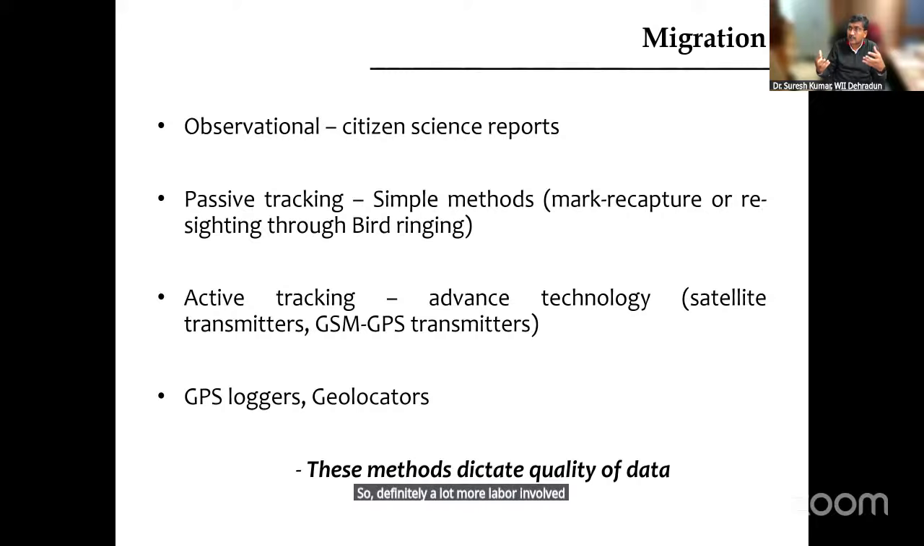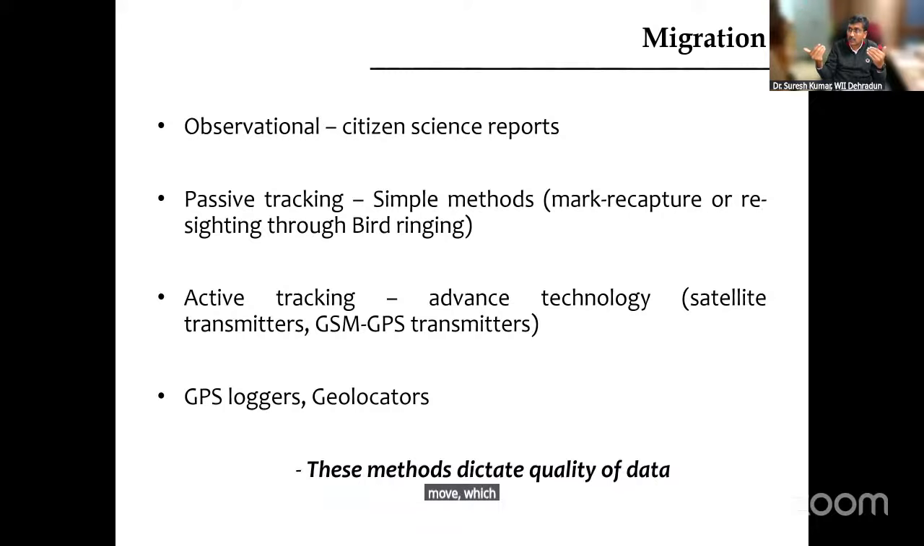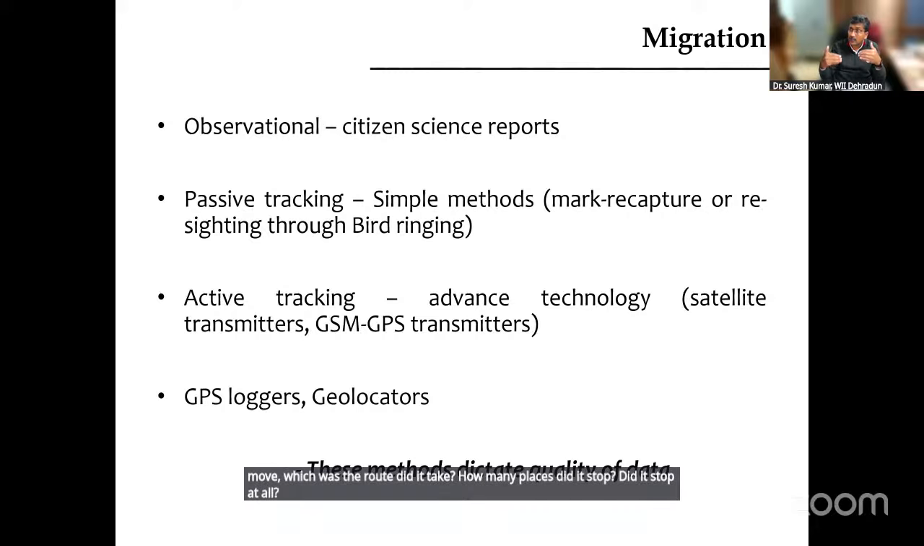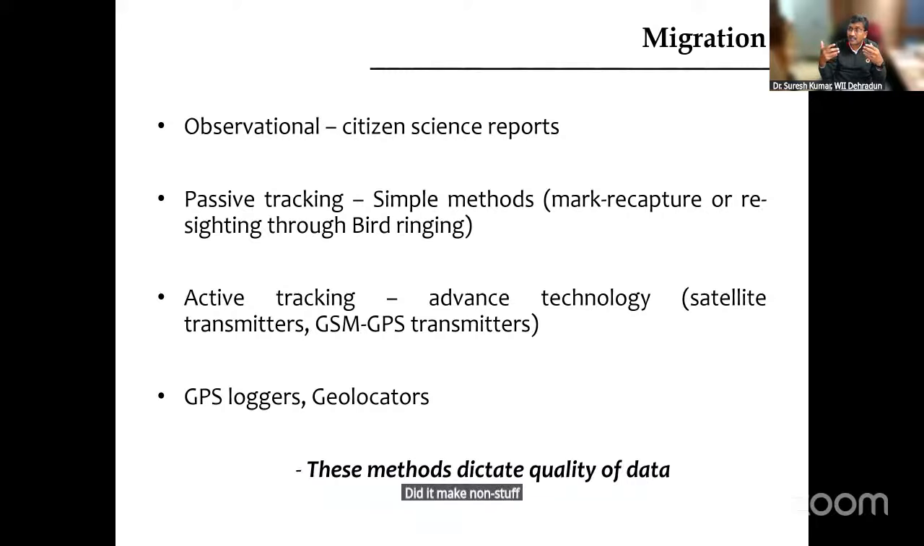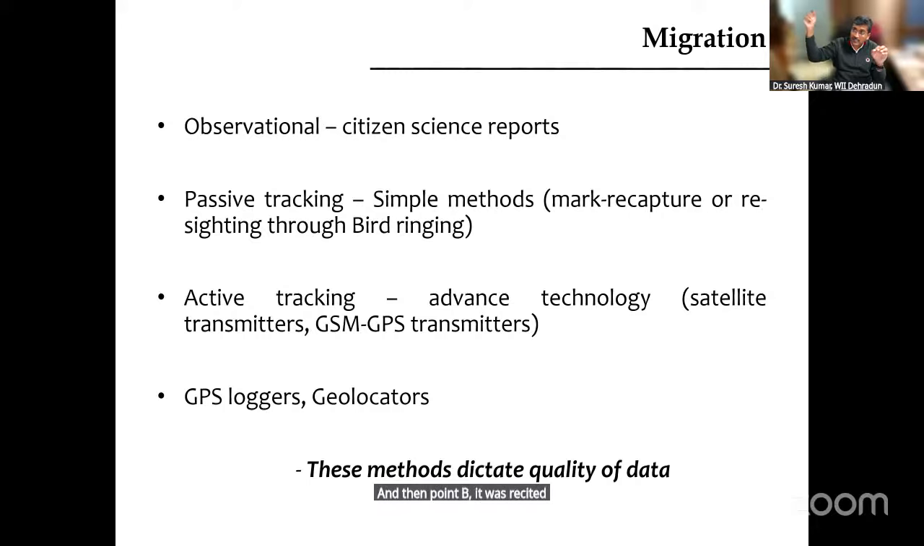You need to effectively ring a lot of birds, but you never really know where they go. You will only get to know that, okay, somebody else has spotted it here. But between point A and B, how did it move? Which route did it take? How many places did it stop? Did it stop at all? Did it make non-stop flights? These are things that we wouldn't know. We'll only know that at point A it was ringed, and then at point B it was resighted. At point C, another person has resighted it or recaptured it.